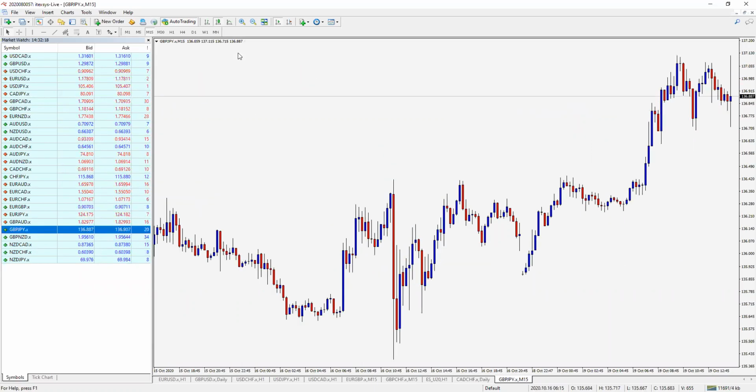All right, this one. Oops, there is probably a news release now. So it's interesting to see. You can see what happens when there is high impact news.